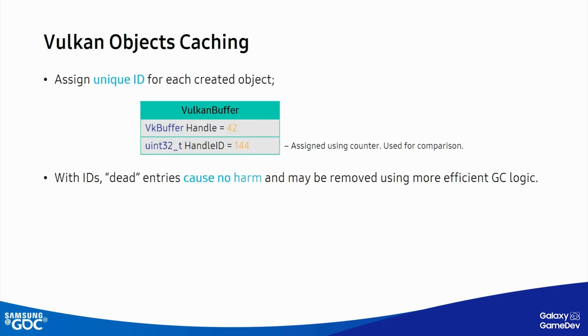A better solution is to assign unique IDs for each object. We recommend to implement this by declaring a class that both contains a handle and a unique ID. Unlike handles, when using IDs, dead entities cause no harm and don't need to be tracked and removed individually. This allows you to use a much more efficient garbage collector. Avoid using some sort of global map that needs to convert handles to IDs. This will add significant CPU overhead, and it will not work with dead handles anyway, because they will need to be removed from this map.